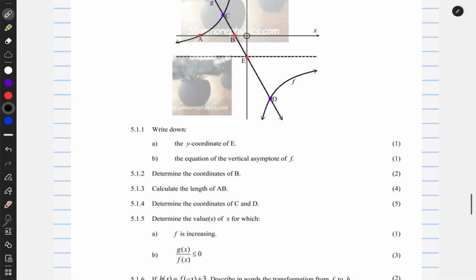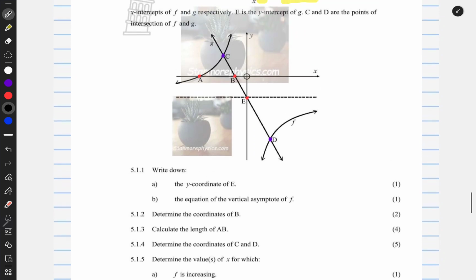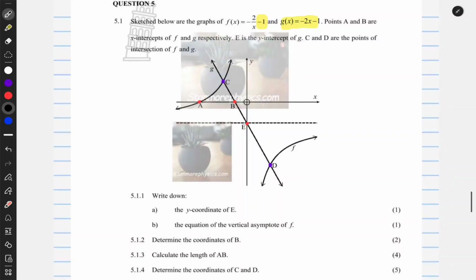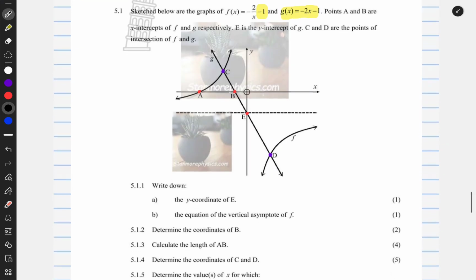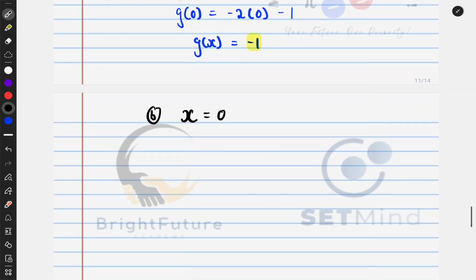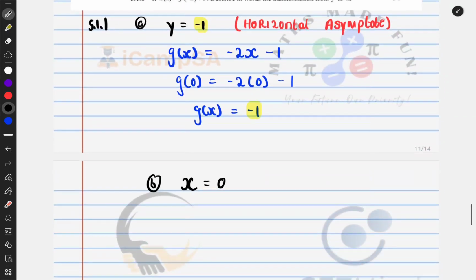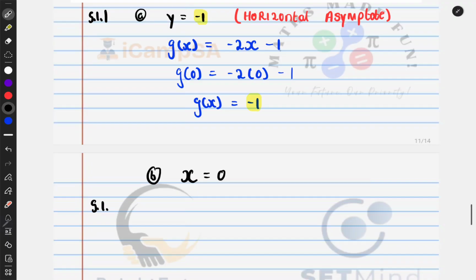That will be the vertical asymptote of f. Okay, and then next, the coordinates of B is the x-intercept of g, so y is equal to 0 there at B. Okay, so we'll use the straight line equation once again. So it's 5.1.2.